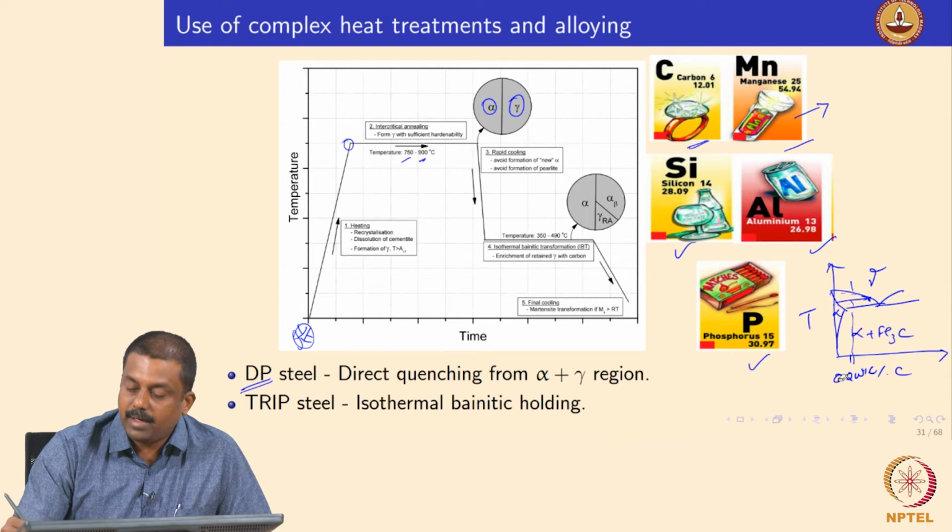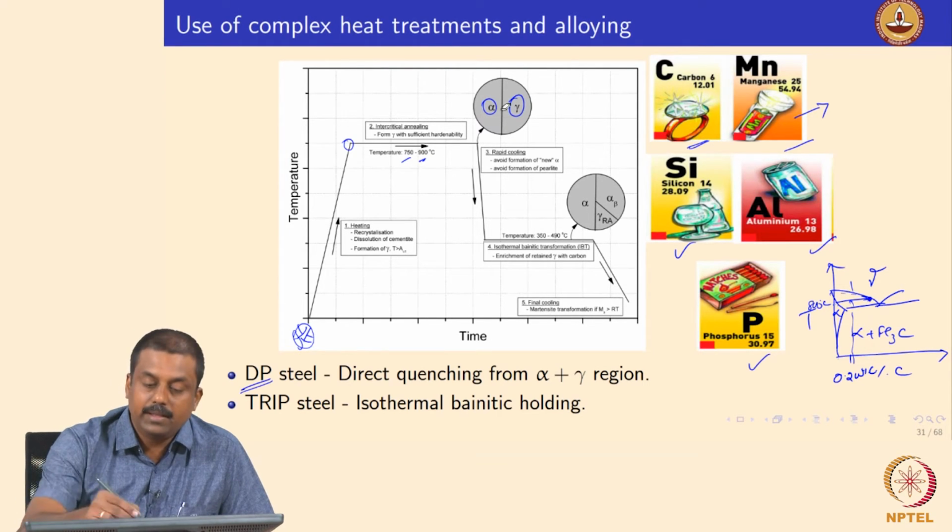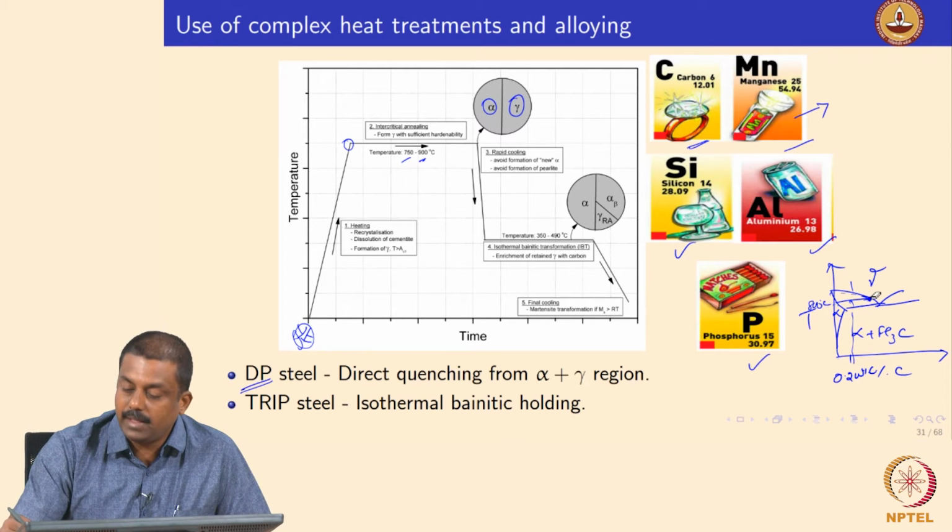By keeping in these two regions, if you have a bulk concentration of 0.2 weight%, the austenite which forms during holding at, say, 800 degrees centigrade, will get enriched because of carbon partitioning, carbon migration from the ferrite that is coexisting with austenite. So the austenite forming at this temperature will have a much higher carbon concentration than the bulk carbon concentration.